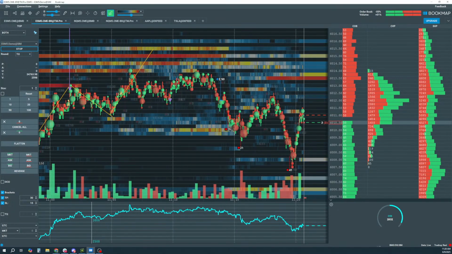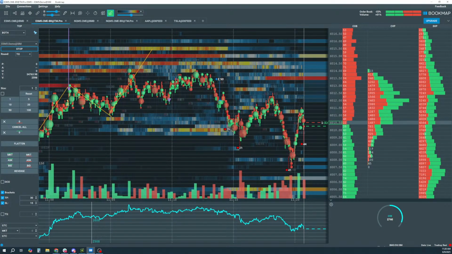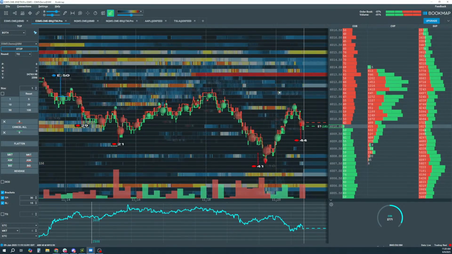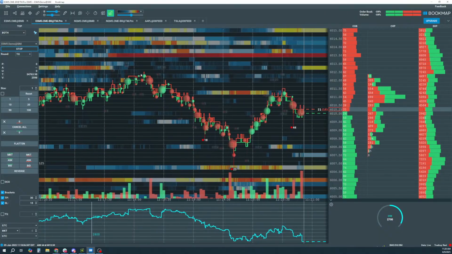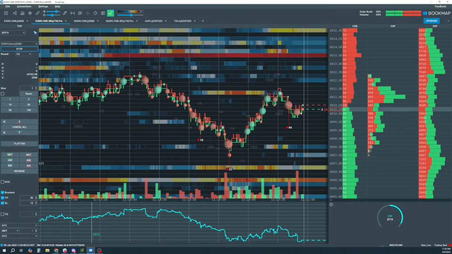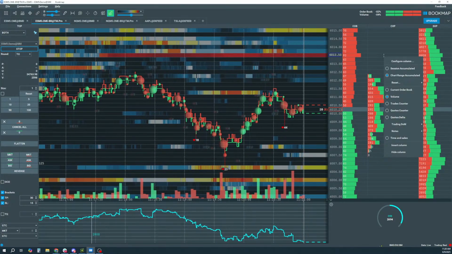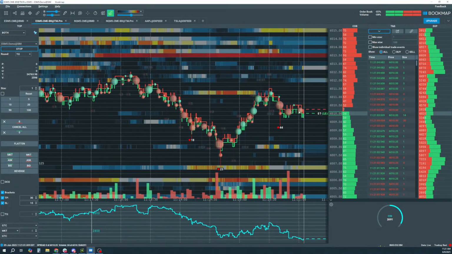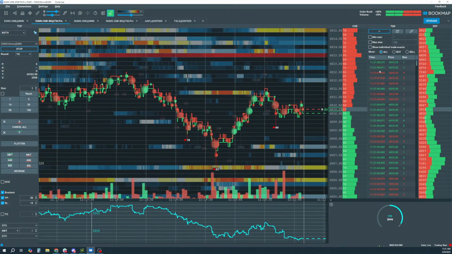Is there a correlation between volume dots, time and sales? Absolutely. Great question, Nuke. In fact, I would even say this is kind of like your time and sales, but shown graphically within the context of price action. Let's even add our time and sales in here right now. You'll see that the dots will match up with it a lot of times. I mean, it has to.